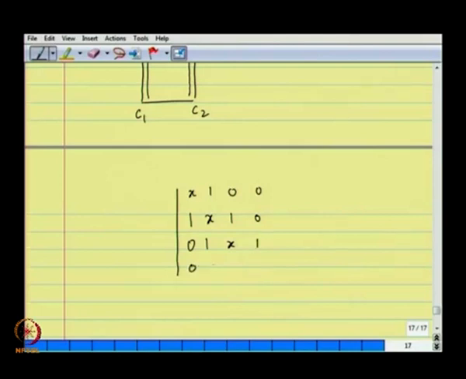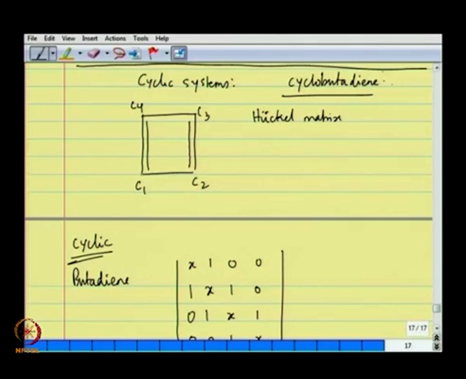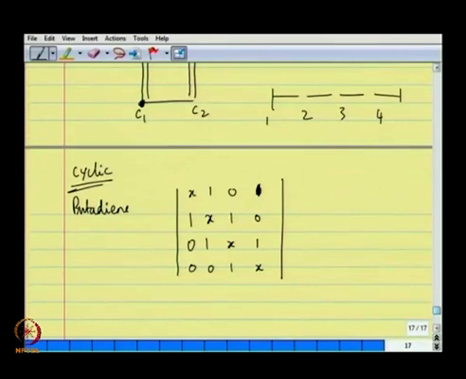This is for butadiene. Now, cyclic butadiene, you see that the carbon 1 p orbital and carbon 4 p orbital are adjacent, and therefore the 1 4 element, which was not there in the linear chain because they were far away, this is 1 2 3 4, the 1 4 linear chain. Now, since it is a cyclic chain, you have 1 4 which also contributes a beta term, and therefore this is 1 for cyclic butadiene, and likewise for atom 4, it is 1. That is all there is a difference in the Hückel matrix.